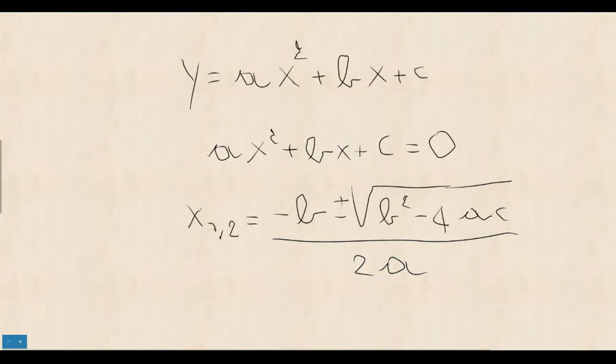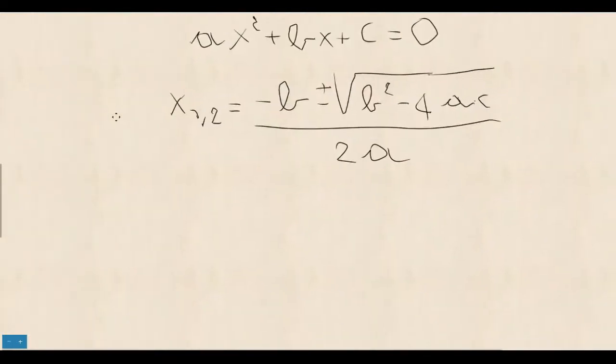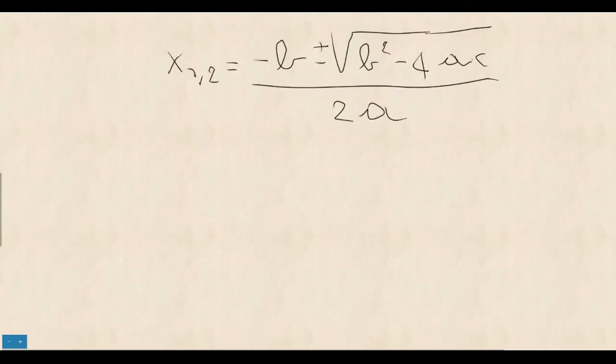So let's see what type of information we can get from this formula. This is a square root. It means that what is under the root cannot be negative. So that tells us there are several scenarios. Let's look at them. We have b squared minus 4 times a times c. Let's say this is greater than 0.